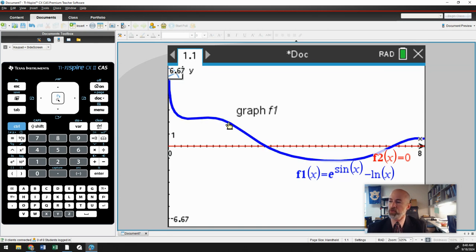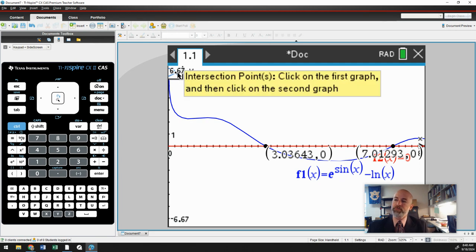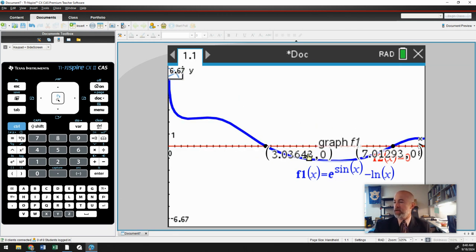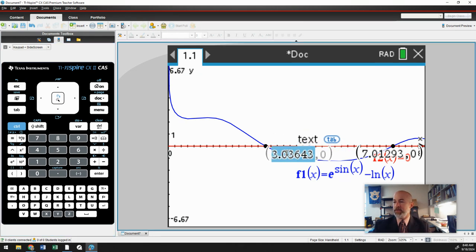I will click on the blue one, I will click on the red one, and as soon as I click on that red one, it displays both of them simultaneously. So there's a nice convenient way to get your x-intercepts, or to get multiple intersections of graphs if there happen to be more than one. And notice that little box up here is still visible. That means I am still in intersection mode. So if you wanted to interact with those coordinates or anything, you need to press the escape button.